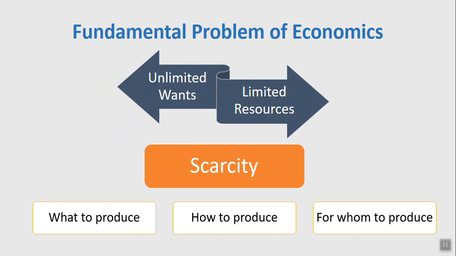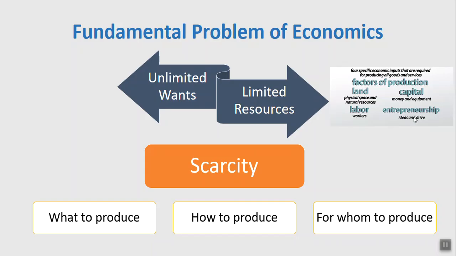But before we move to economic systems, I want to give another concept which is related to resources. When we talk about limited resources, in economics we call them factors of production. There are four factors of production: land, labor, capital, entrepreneurship. When we talk about land, generally we talk about physical space, a piece of land. But in economics, it's not only about physical space, it also includes natural resources, whatever is within the land, under the land, or on the surface of the land. Everything we call land.